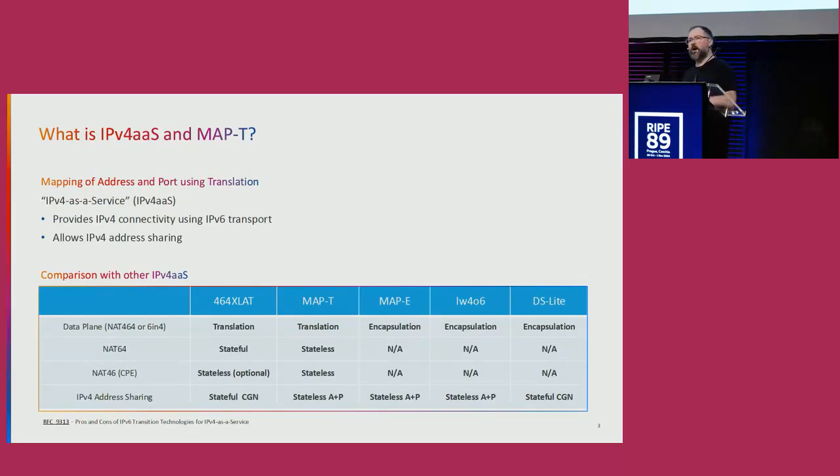So you can group these IPv4 as a service technologies into the ones that are using translation versus encapsulation. Those that are using translation can be further distinguished by ones that are doing stateful versus stateless NAT64. And then are they using traditional stateful carrier grade NAT for IPv4 address sharing or the newer algorithmically done address plus port technology? That's stateless. They all have their pros and cons. So to help you evaluate which is best for your use case, you can check out RFC 9313.